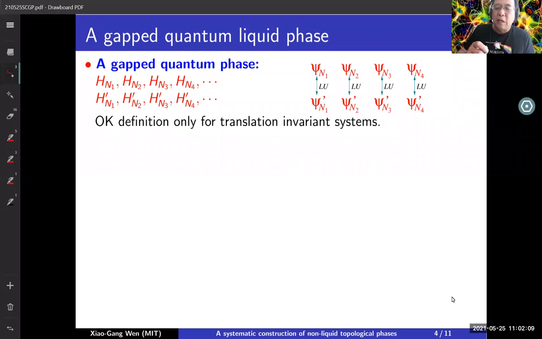However, only defining the local unitary transformation connecting two systems with the same size is not enough. Because as the size goes to infinity, we have to consider how systems with different sizes are related. If you have a translation symmetry, then we can just repeat the local Hamiltonian, and we have a way to define the relation between systems with different sizes. But for a system with no translation symmetry, it becomes very tricky. Maybe the system with one size is a quantum Hall state, and another size is a symmetry-breaking state. So we need something more to connect systems with different sizes.